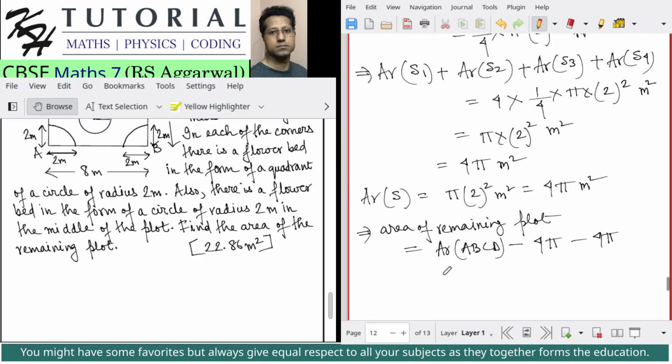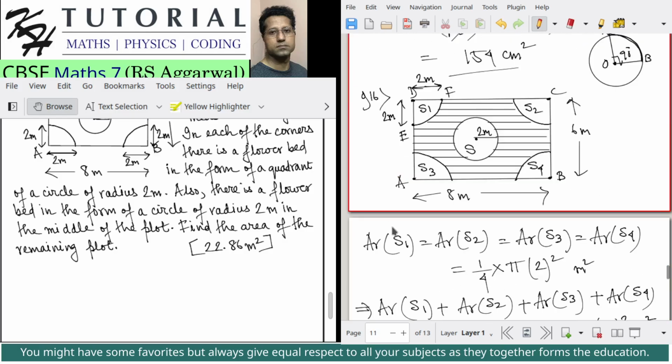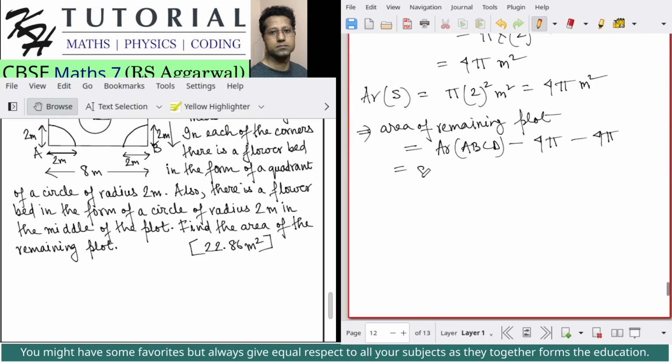This much meter square. Now what is the area of the rectangle ABCD? It is 8 into 6. 8 into 6 minus 4 pi minus 4 pi is 8 pi. So this is equal to 48 minus 8 pi, with pi as 22 by 7. So this much meter square.